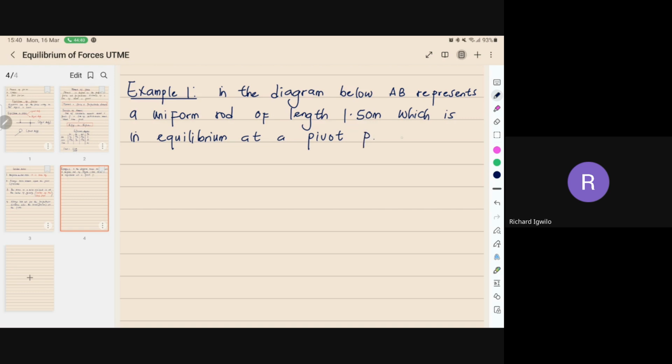P, right? So he said that if AP is equal to 40 centimeter, right? They said we should calculate the mass of the rod. Calculate the mass of the rod. For the questions you sent, they are similar to this, right? Isn't it?